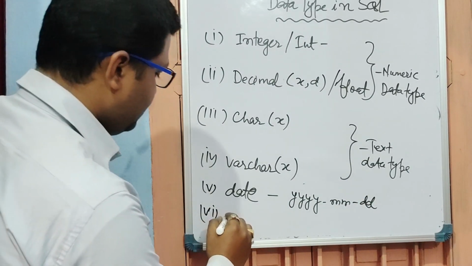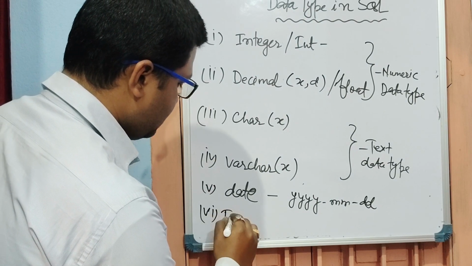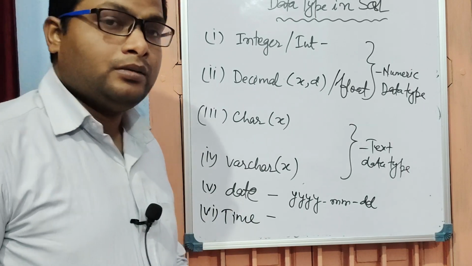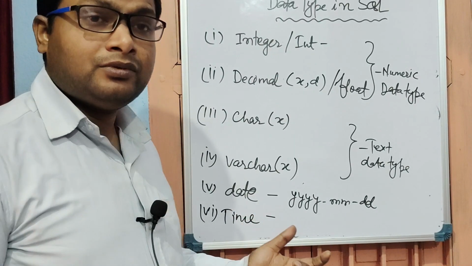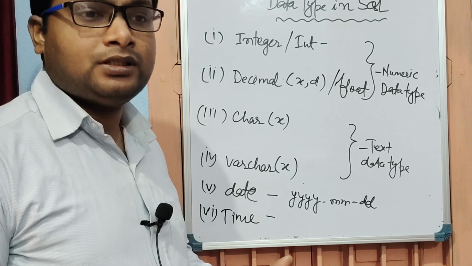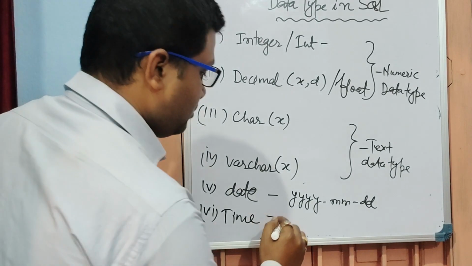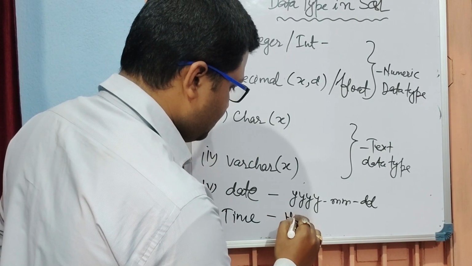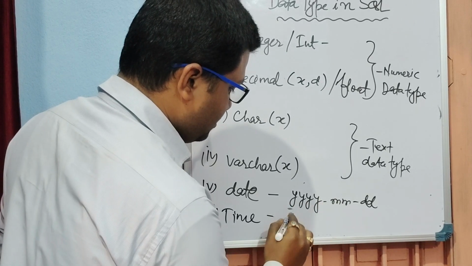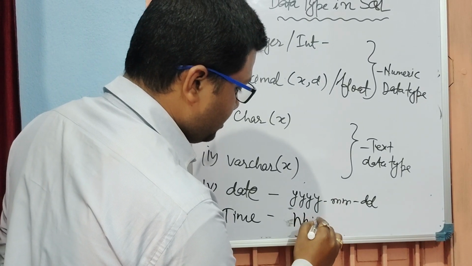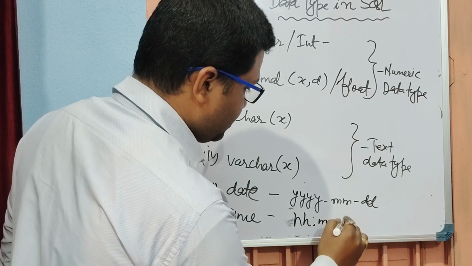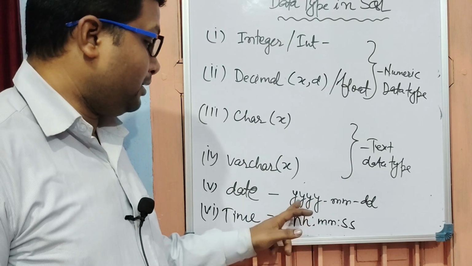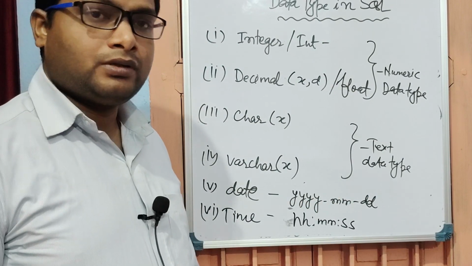And the next data type is time. This is used to store time, for example time of completion of a test, time of joining. So how will time be stored? HH for hours, MM for minutes, SS for seconds, and here a colon will be used, and in date a dash will be used.